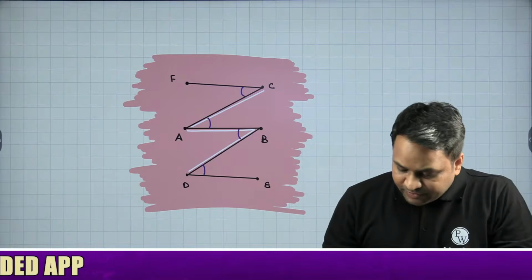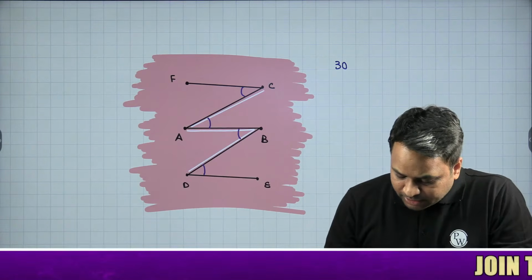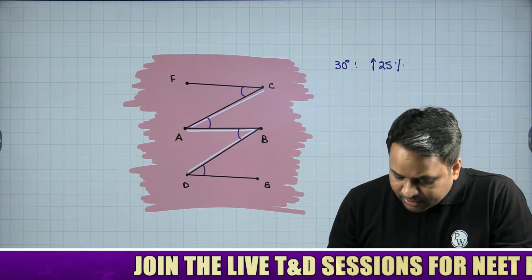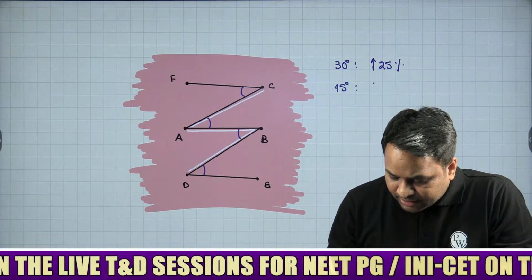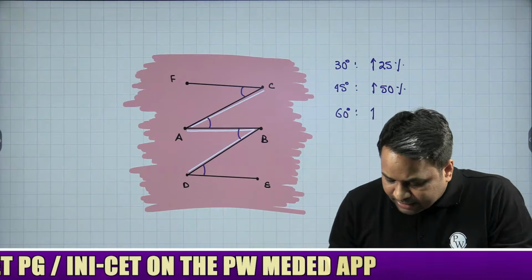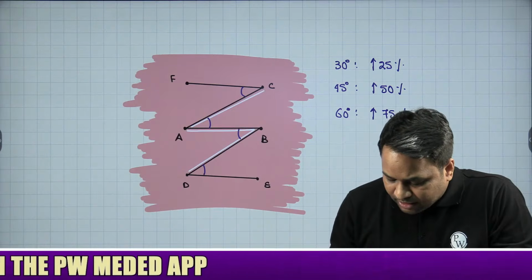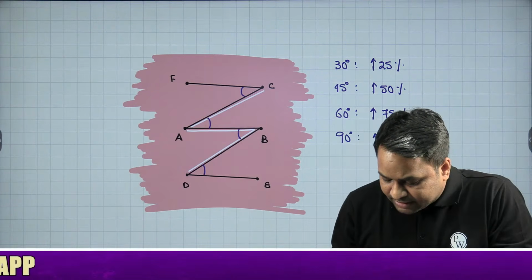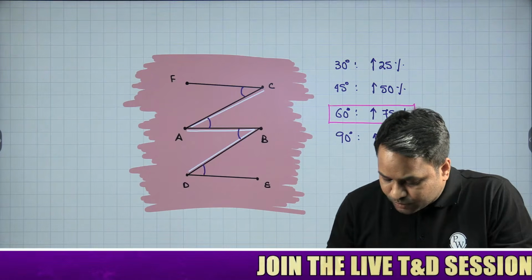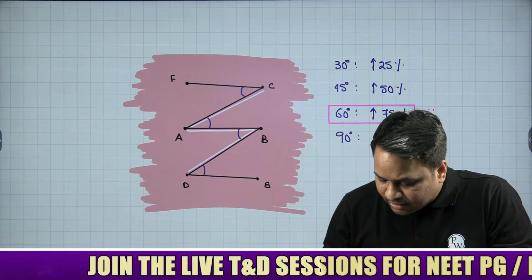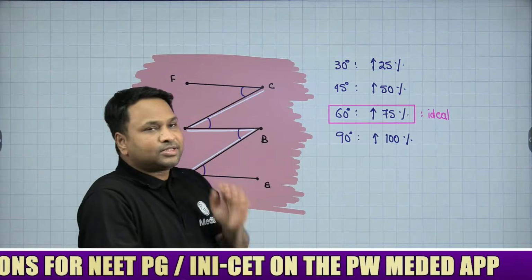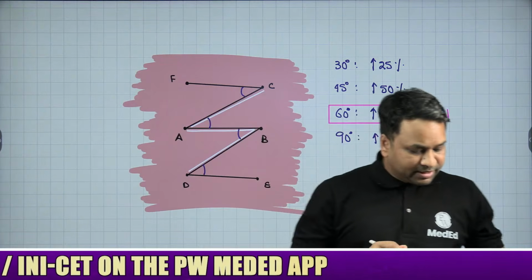Now, if the angle is going to be at 30 degrees, there is increase in scar length by 25%. If the angle is going to be 45 degrees, then the increase in length is by 50%. If the angle is at 60 degrees, there is increase in length by 75%. And if the angle is at 90 degrees, there is increase in length by 100%. The ideal angle that we're going to use in Z-Plasty is 60 degrees with an increase in length of 75%.